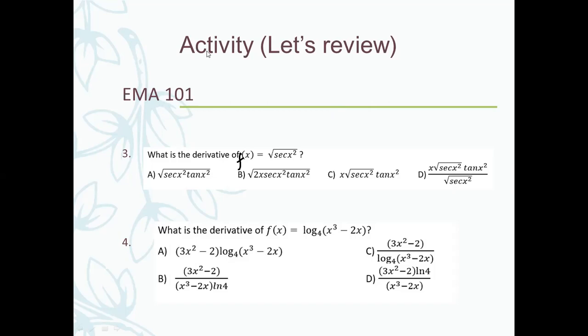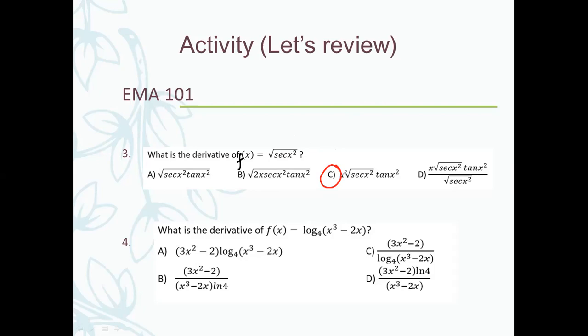What you're going to do here is you're going to use again chain rule. So you will apply first power rule because your secant function is raised to the power 1/2. Then that would be power rule of differentiation. Then it will be followed by application of differentiation on the secant x squared function, which will require the derivative of the secant of x squared and the derivative of the argument of the secant, which is x squared. Okay, so it's letter C for number three.